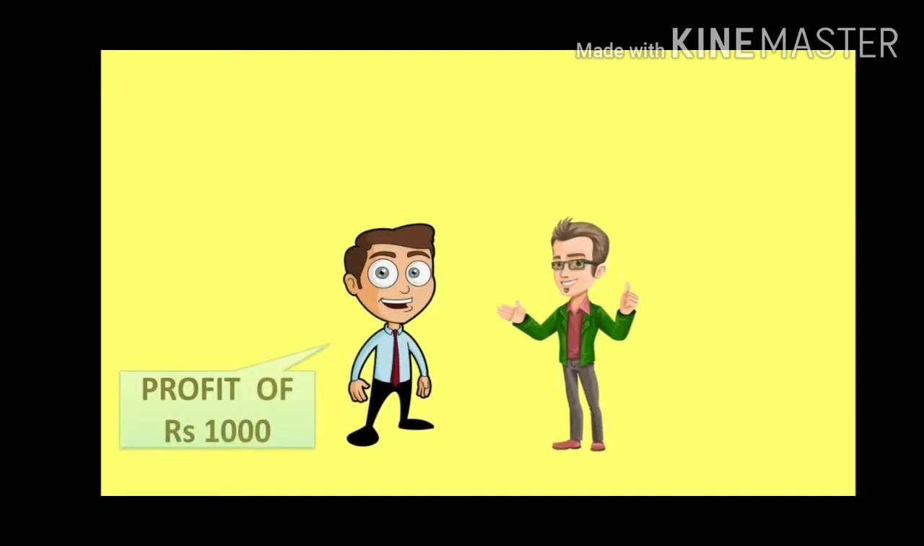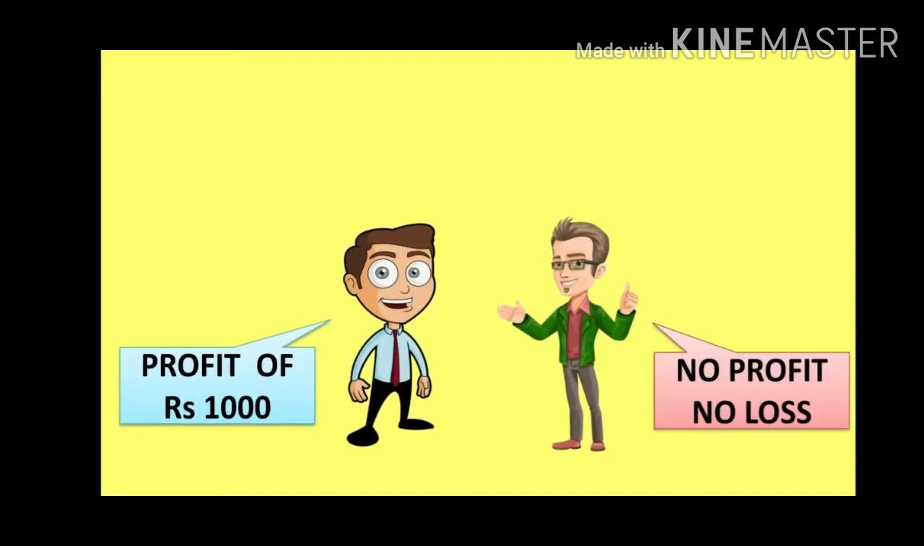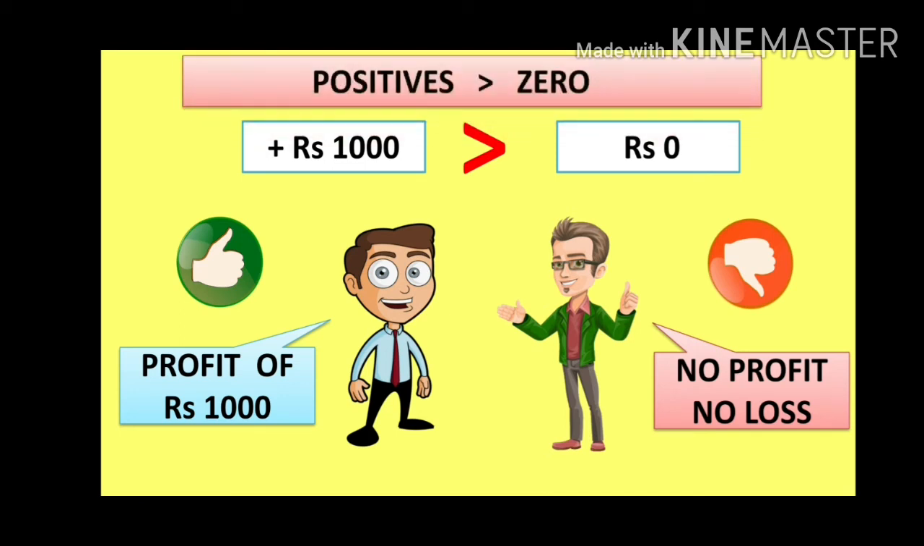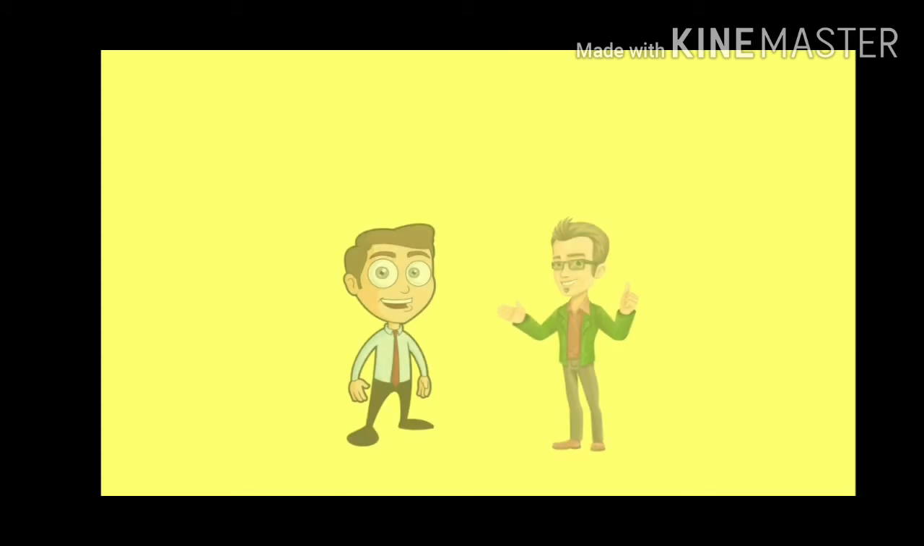Next, suppose John has got a profit of 1000 and Jam has got neither profit nor loss. Let's see who is happier here. Obviously John will be happier because he has got a profit and Jam has got no profit, no loss. So he has now 0. So positives are always greater than 0. Whatever the positive number may be, it will be greater than 0.